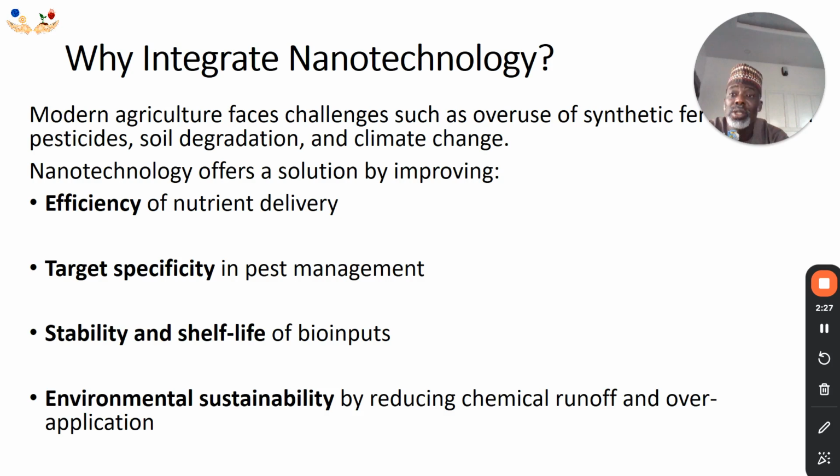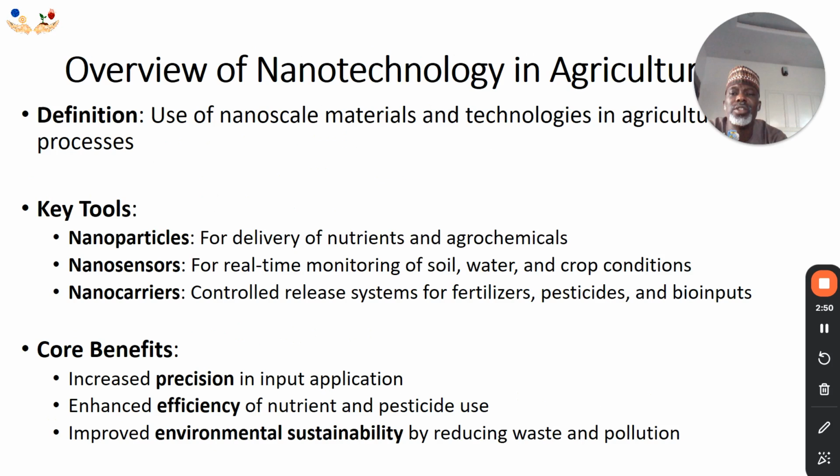Why do we need to integrate nanotechnology? One, because of the efficiency of nutrients, because of the targeted specificity, stability, and shelf life of our inputs, and environmental sustainability by reducing chemical runoff and overuse.